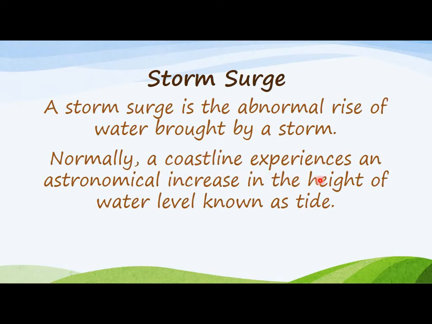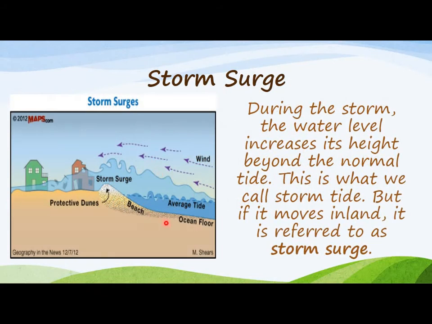Normally, a coastline experiences an astronomical increase in the height of water level known as tide. So that is the usual tide we know, the level of the sea water. But because there was a typhoon, bad weather, with very strong wind, this wind helped the water rise even higher. Beyond that, it is more destructive because the force the water carries toward the things it hits is high and strong. So let's say for example, during the storm, the water level increases its height beyond the normal tide.